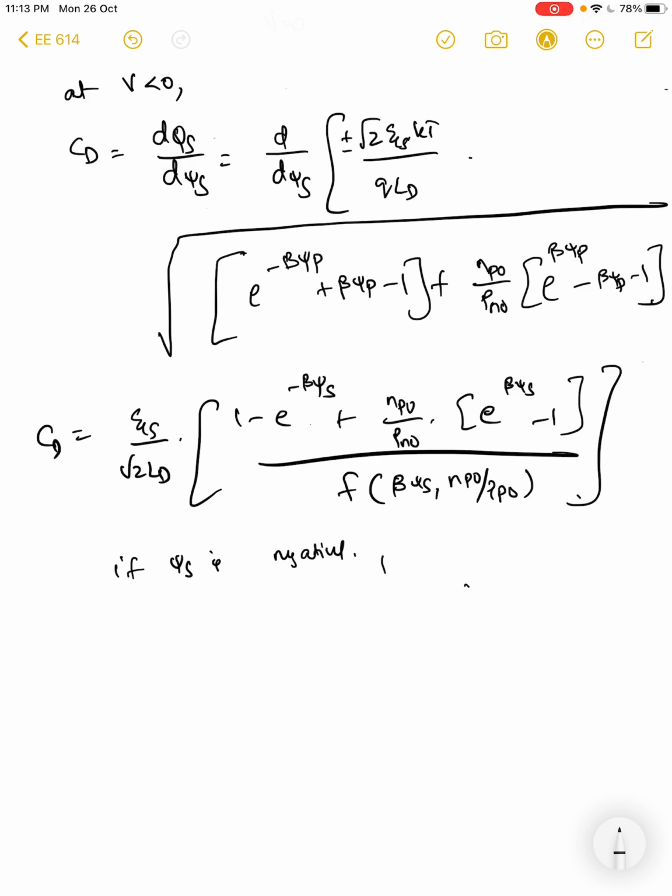you can see that Cd is a very large value, right? Because it goes exponentially with psi s with a positive value, right? So at very large depletion capacitance, the total effective capacitance is actually dominated by the smaller capacitance value, right? Because it is given by this.